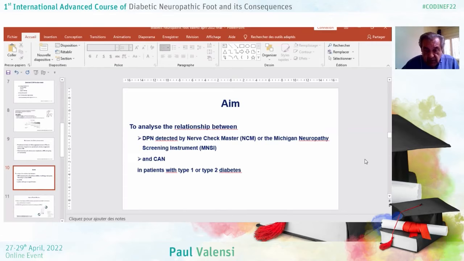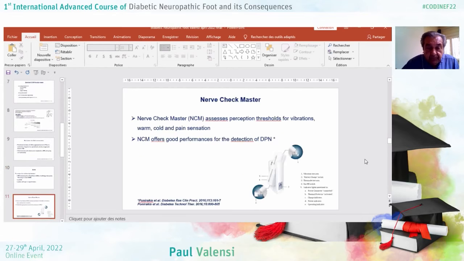Now, I'd like to share with you some data we recently got in our department. The aim of this study was to analyze the relationship between peripheral neuropathy as detected by NerveCheck Master on one part, or detected by the Michigan Neuropathy Screening Instrument, MNSI, on another side. And in the same patients, we assessed CAN using the standard tests. And this was done in patients with type 1 or type 2 diabetes.